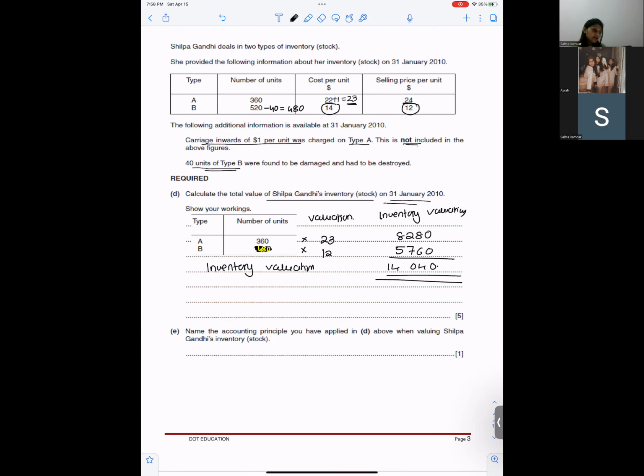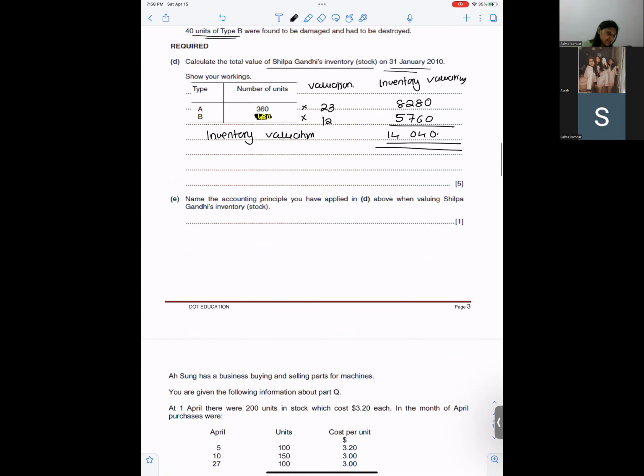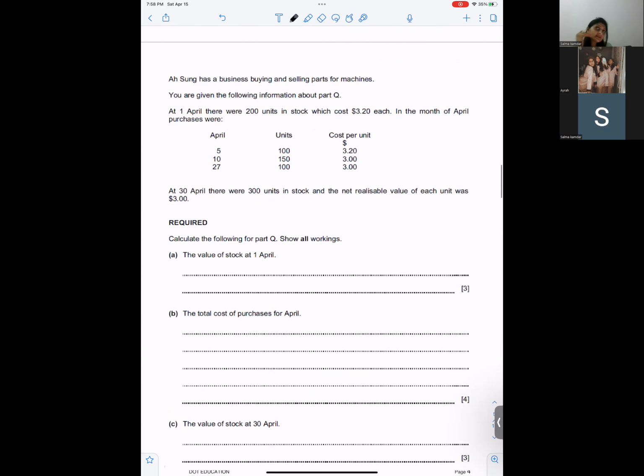Okay. The next question is, name the accounting principle you have applied when you were valuing Shilpa Gandhi's inventory. Prudence. Okay. Now go to the next one.